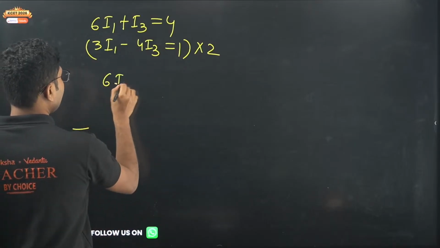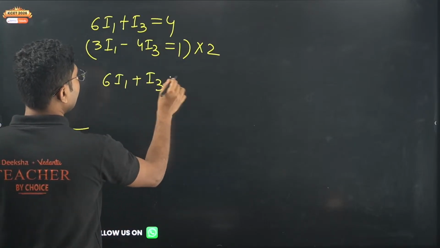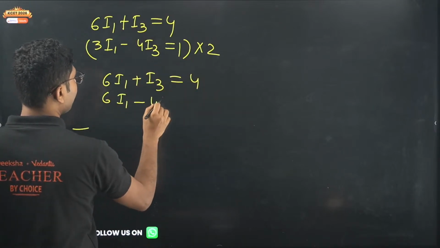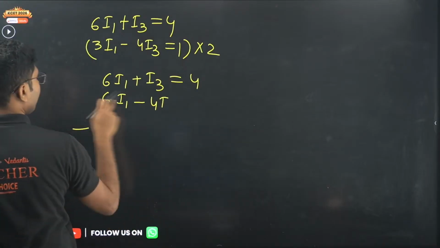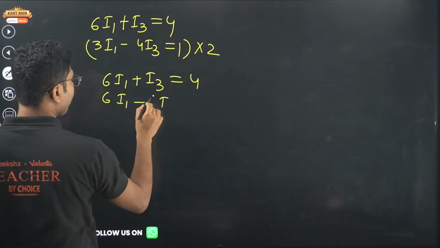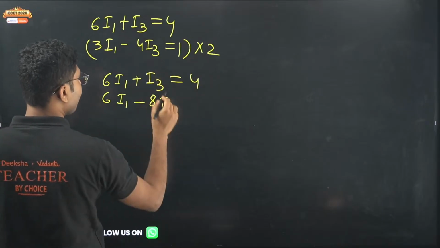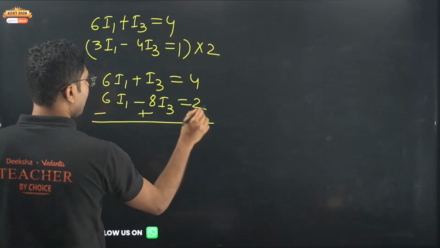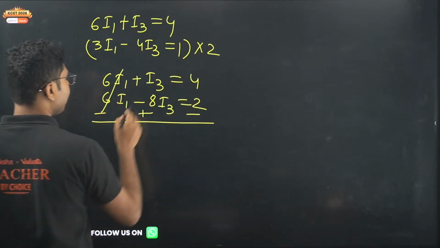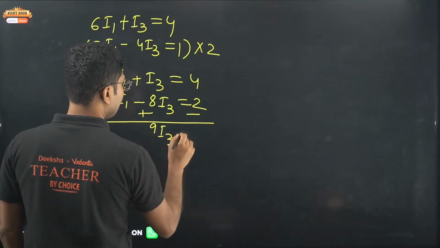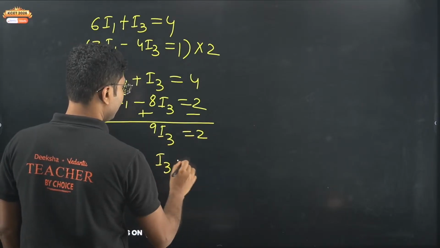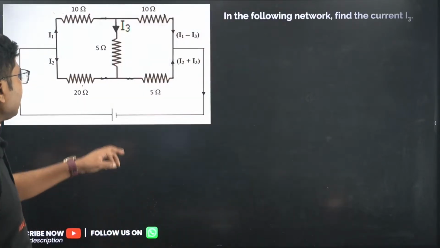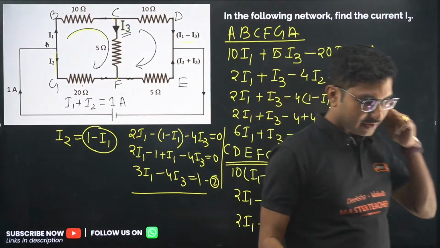So 6I1 plus I3 equals to 4. 6I1 minus 8I3 equals to 2. 4 into 2 is 8, so make sure you are following the correct process. Now we have to subtract. So plus minus, okay, this cancels, we get 9I3 equals to 2, or I3 equals to 2 by 9. So this is a much simpler problem only because I1 plus I2 equals to 1 ampere is given.